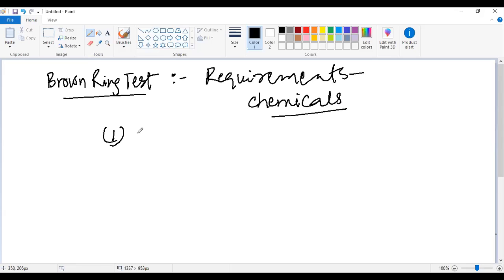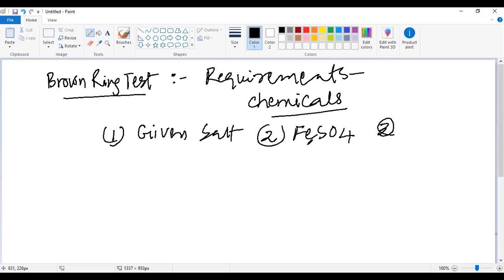First, we need the given salt. Then we need FeSO4. Then, my dear students, we need concentrated H2SO4. These are the things that are being needed.